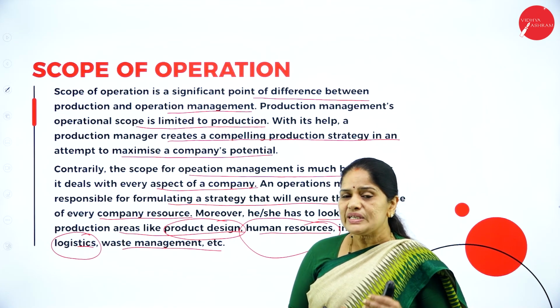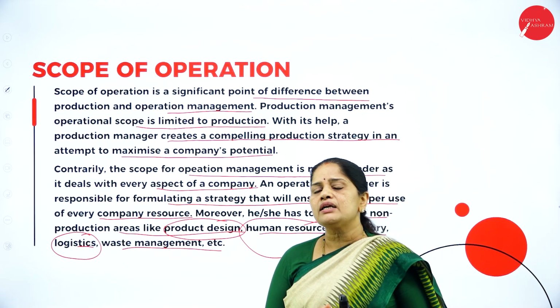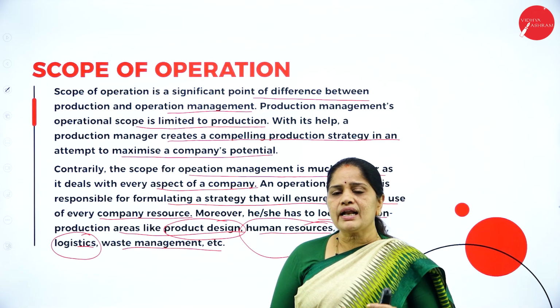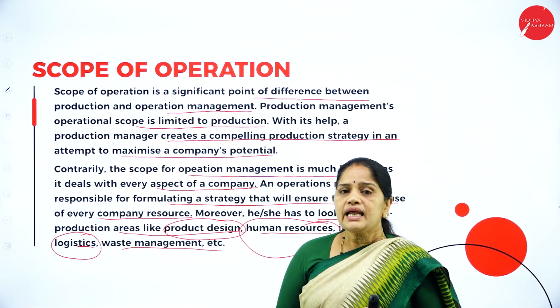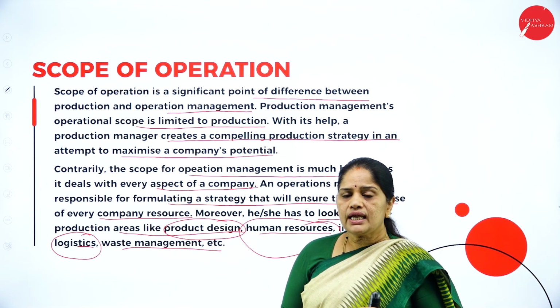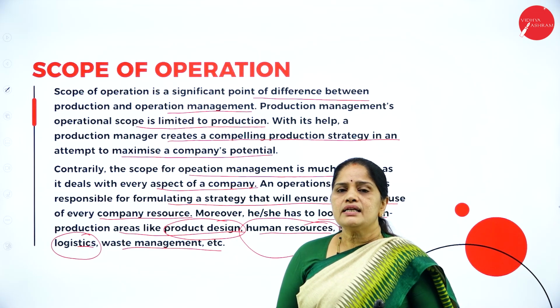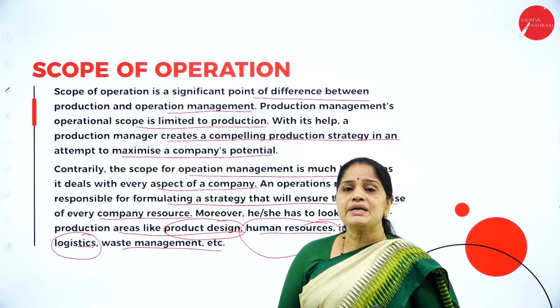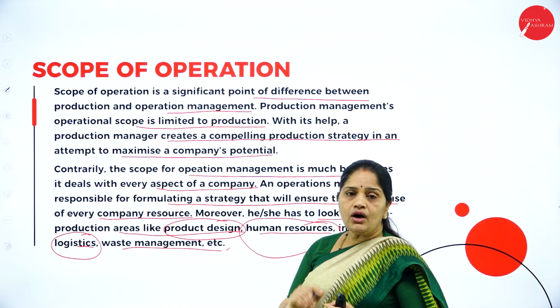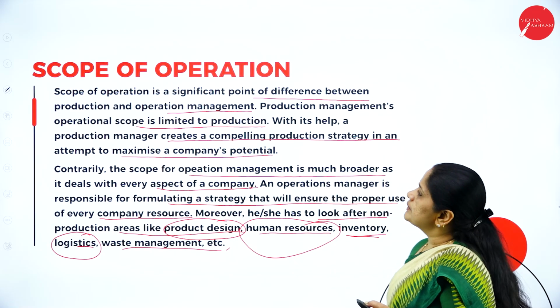Nowadays we see that there is a pollution control board which ensures that every factory, whatever production it is involved in, releases minimum waste to the environment. So they have to ensure that there is a proper waste management system in the factory, and this will be looked after by the operations management.